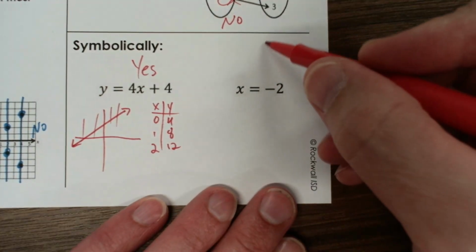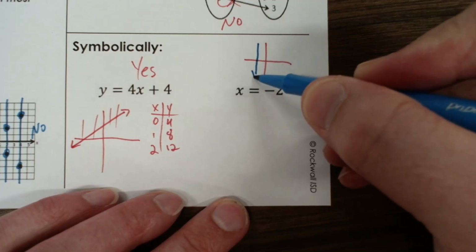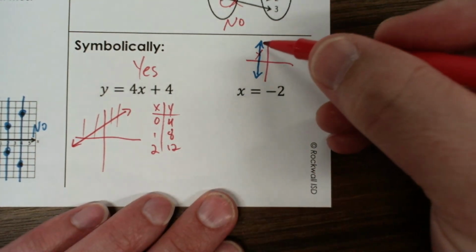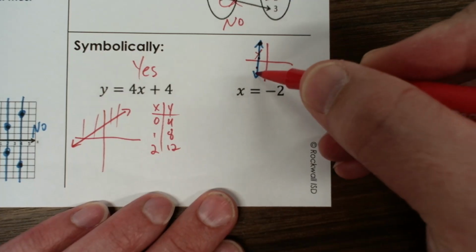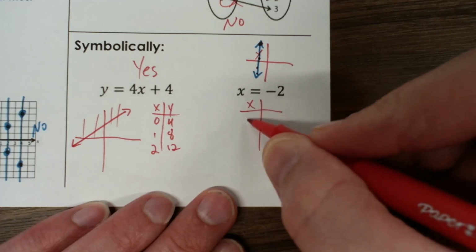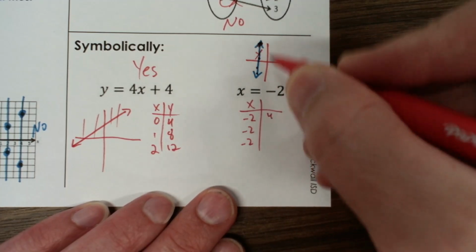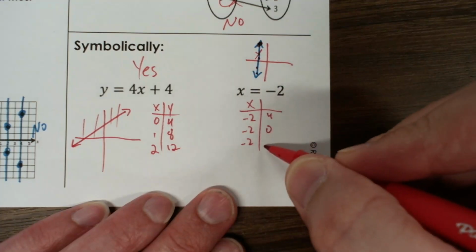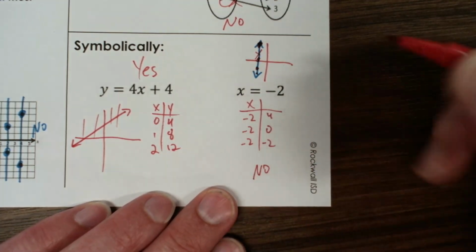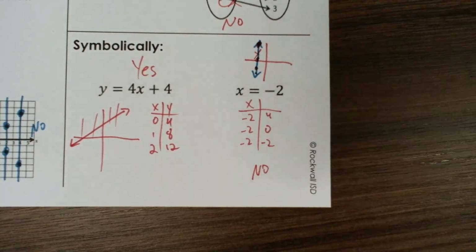Here, if you were to graph this, it would be a vertical line right here. And that is not okay because it does not pass the vertical line test, because all of these values here hit that line. If you were to make a table, your x would be -2. And you could have a y equals 4. You could have a y equals 0. You could have a y equals -2. All of these points on this. This is no, because it makes a vertical line. So it does not pass the vertical line test because it is a vertical line.